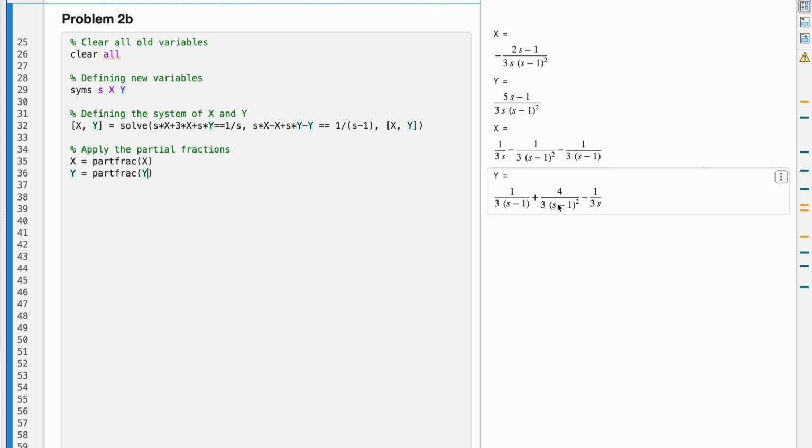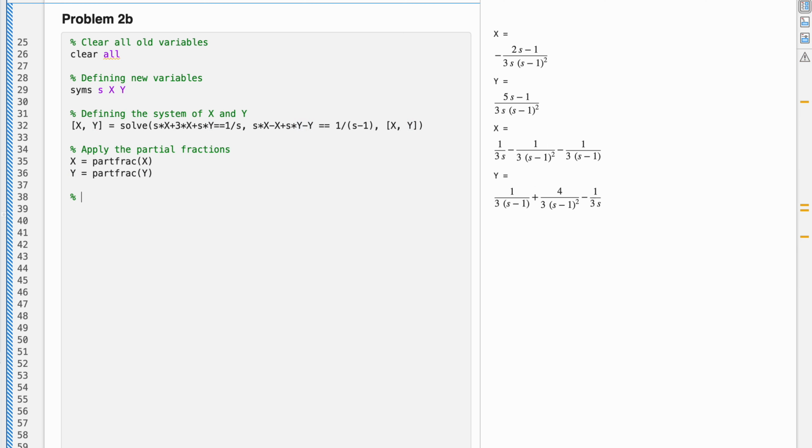So let's see, for the x, we had 1/3 times 1 over s, which is right here, minus 1/3 over (s minus 1) squared, minus 1/3 over (s minus 1). So we got the same thing. And for the y, we got 1/3 over (s minus 1) plus 4/3 over (s minus 1) squared, minus 1/3 times 1 over s, which is the same thing that we have.